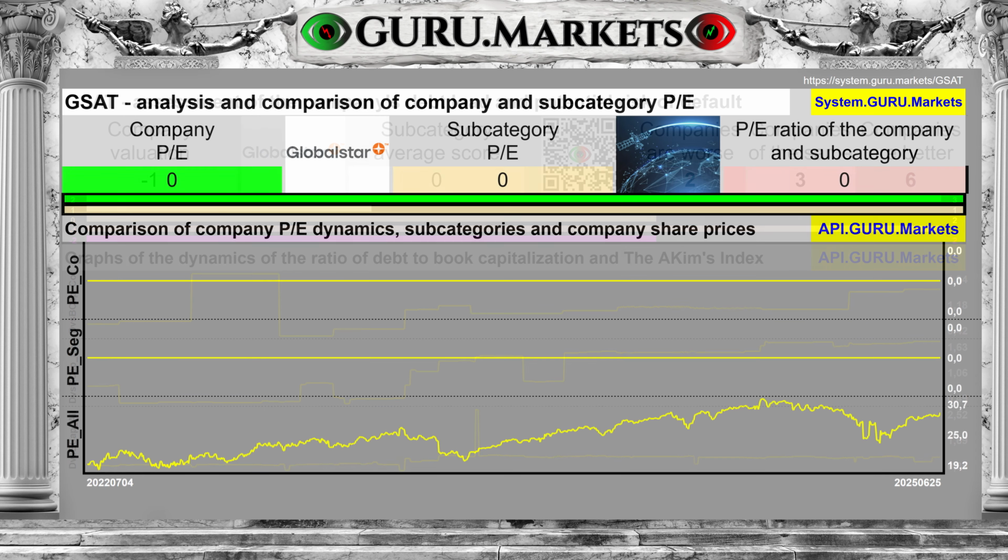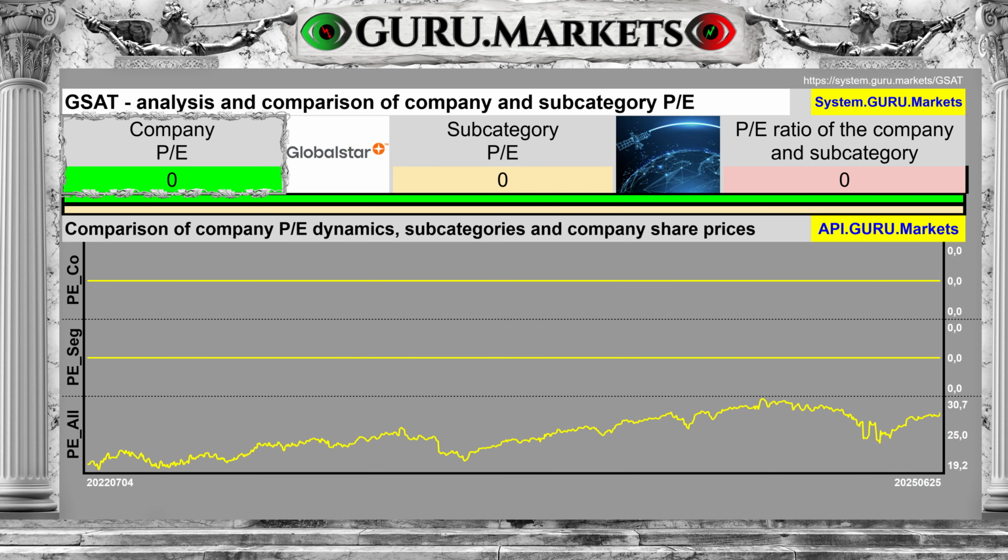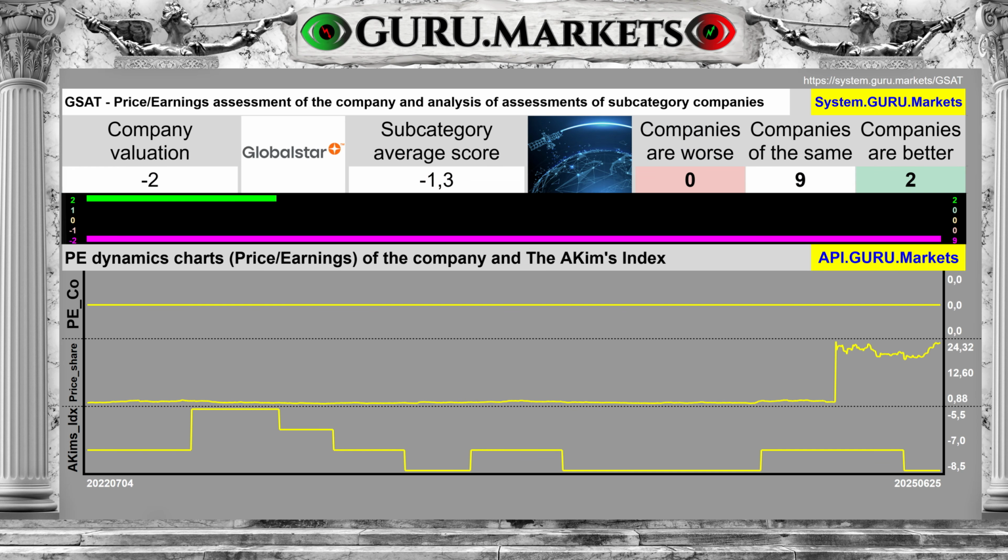The ratio of the company's market price to its earnings is 0. Average in subcategory 0. Rating of stock price to earnings ratio compared to companies in the subcategory: very bad, minus 2 points.